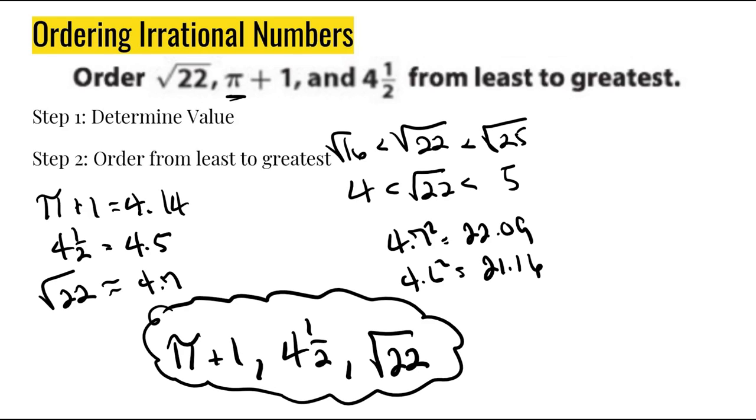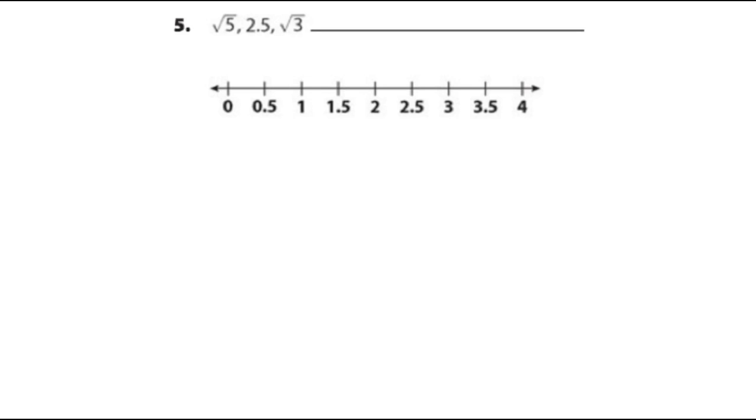If you're still confused, we have a few more examples we can look at. So we're given our number line here, and we're looking to order our three numbers from least to greatest. Okay, we have the square root of 5, 2.5, and the square root of 3. We know right away that the square root of 5 has to be larger than the square root of 3, because 5 is larger than 3, so our square roots are still going to be larger. But we need to figure out about what the square root of 5 is.